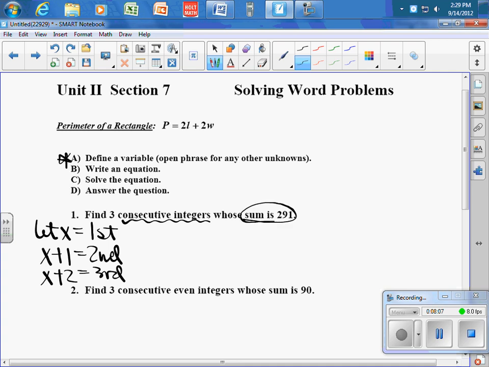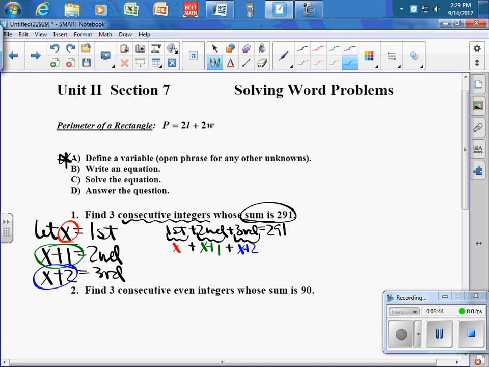Well, we want the sum of these things to be 291. So in essence, if I took the first integer plus the second integer plus the third integer, I'd get a total of 291. Well, what are we calling the first integer? It's called x. Plus, what are we calling the second integer? We're calling it x plus 1. And then we add that to the third one, which we're calling x plus 2. And all of that is equal to 291.